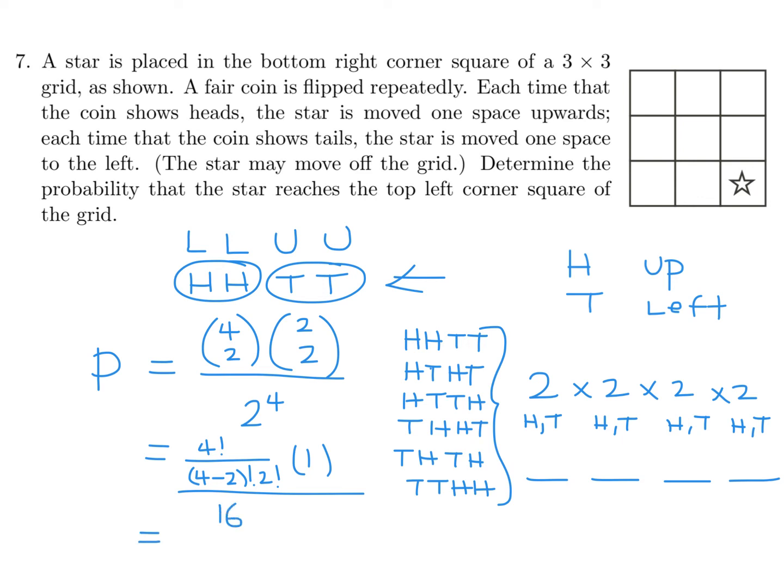And therefore that would be 4 times 3 divided by 2, which is 6. So 6 over 16. And of course, in lowest terms, that's 3 over 8. And that is the probability that they want you to figure out.